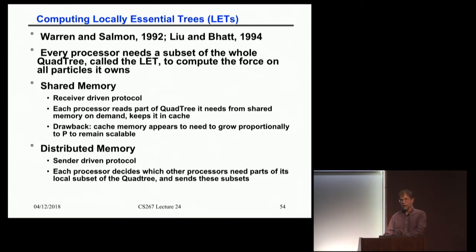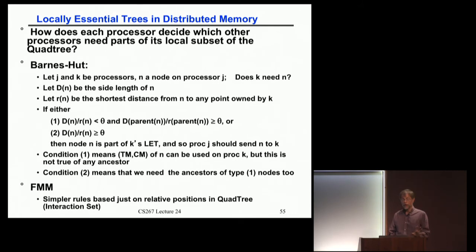So now I need to explain, how does each processor decide which of its neighbors needs to be sent which subset of the data? Let me describe it for Barnes Hut, and then for fast multipole it's analogous. I won't go into the details. So I have 2 processors, call them J and K, and processor J owns a node. And the question it has to ask is, do I need to send a copy of this node over to processor K? Because he'll need it. Okay, so how do I make that decision?